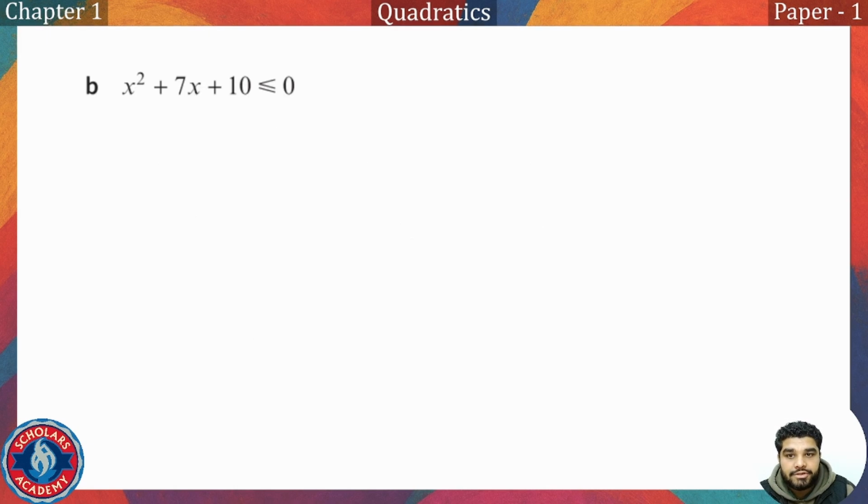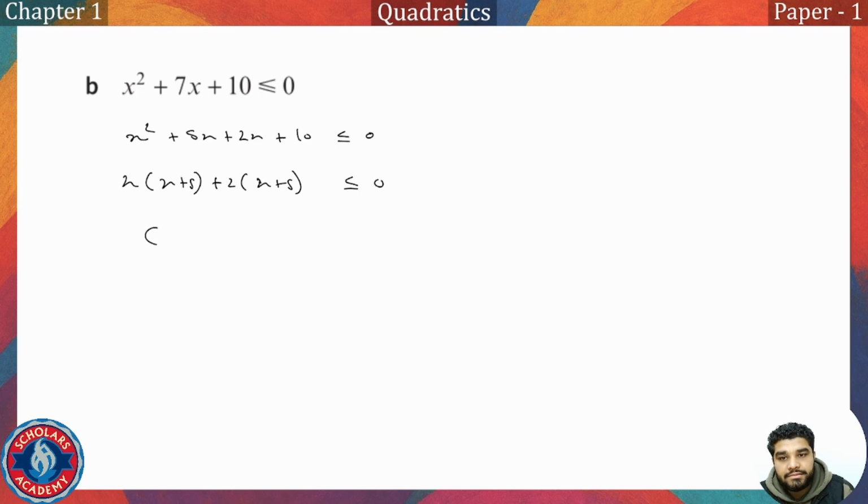So we have a quadratic expression over here. We need to form factors first of all. So product is 10, sum is 7, x square plus 5x plus 2x plus 10 is less than or equal to 0. So from here we get x times x plus 5, and 2 times x plus 5. We can take x plus 5 common. So x plus 5 and x plus 2 is less than or equal to 0. So from here, the two zeros of this quadratic are when x is equal to negative 5 and when x is equal to negative 2.